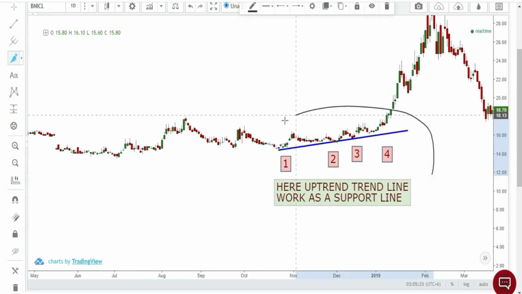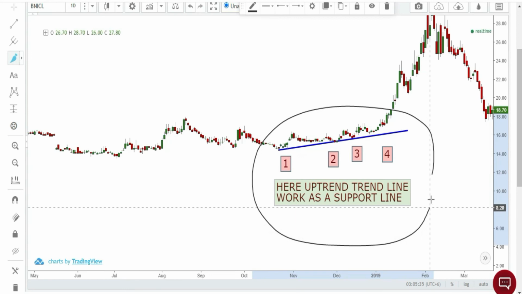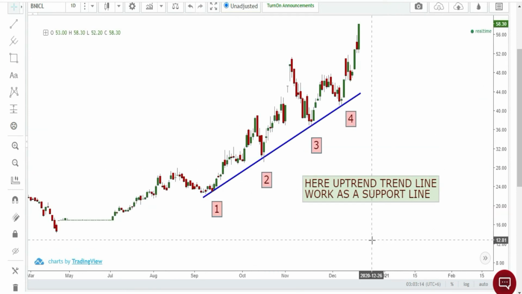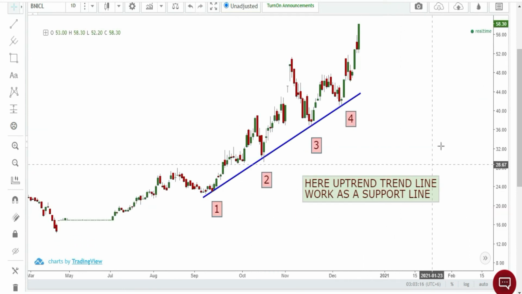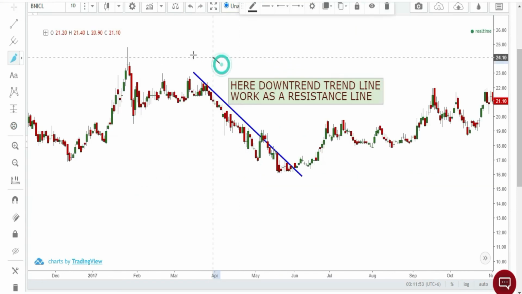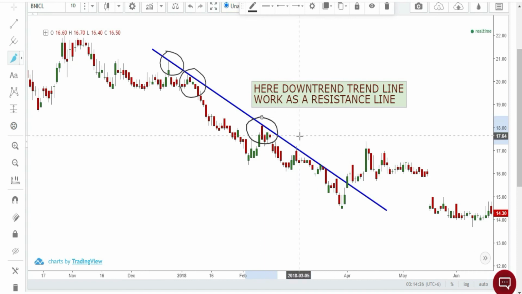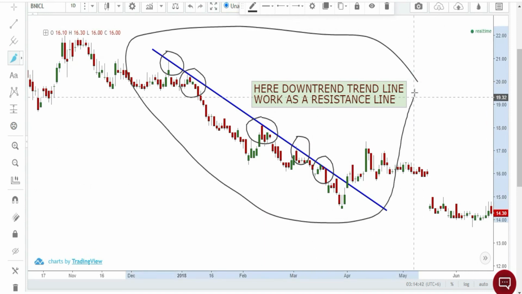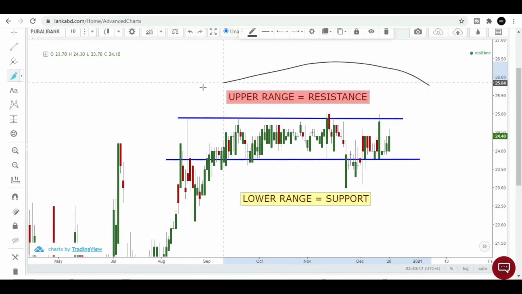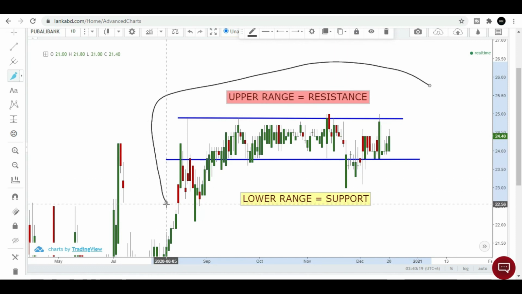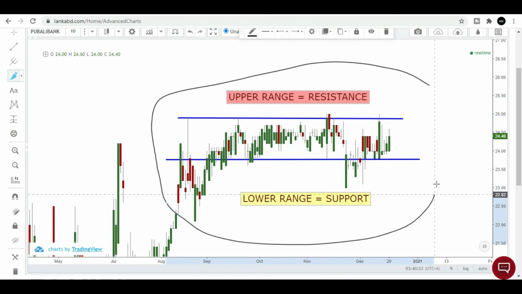Here this is an uptrend trend line. Here this trend line acts as a support line. Then this is a downtrend trend line. Here this trend line acts as a resistance line. Here there is no trend, price is moving in a range. So the upper range is resistance and the lower range is support.